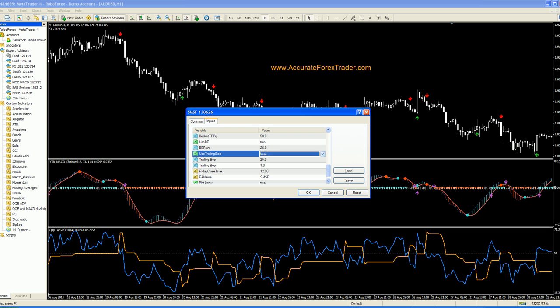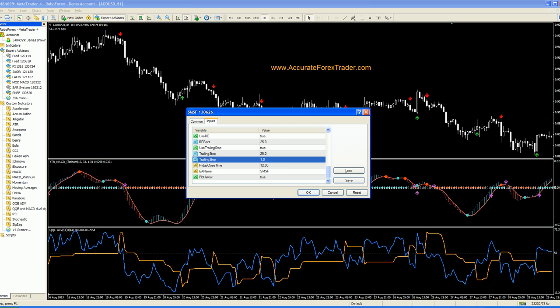Use trailing stop. You can use a combination of these. True or false again. Trailing stop, it just trails your highest price by 25 pips. And the step is just one pip at a time. Pretty simple.